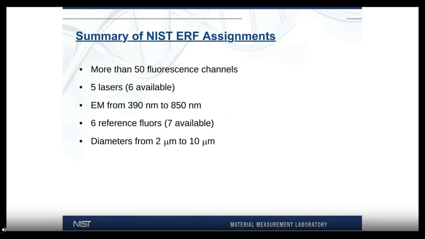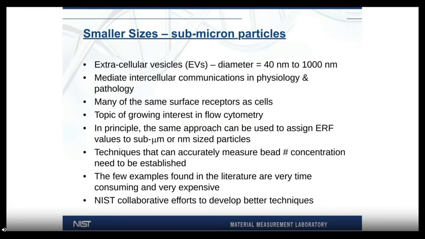So in summary, of all the ERF assignments that we've done to this point, we've assigned more than 50 fluorescence channels using 5 lasers. 6 are now available to us, with emission ranging from 390 nanometers to 850 nanometers. Using 6 reference fluorophores, 7 are now available to us. And we've covered diameters of calibration beads from 2 microns to 10 microns.